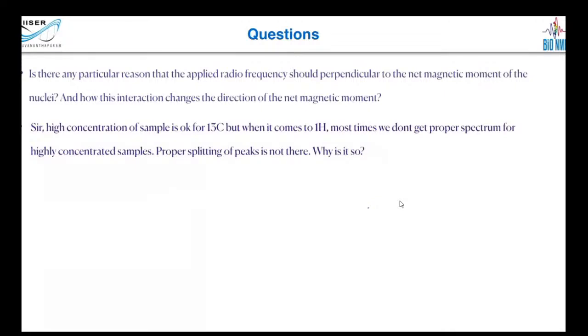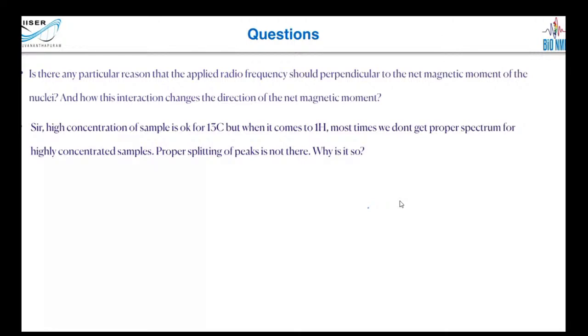So if you need to get proper splitting, what you have to do on the spectrometer side is to have a very well shimmed magnet. That means for that 5 centimeters of your sample inside the magnet, the field has to be highly homogeneous. The shimming has to be spectacular. Okay, so shimming has to be nice. That is the important thing on the spectrometer side.